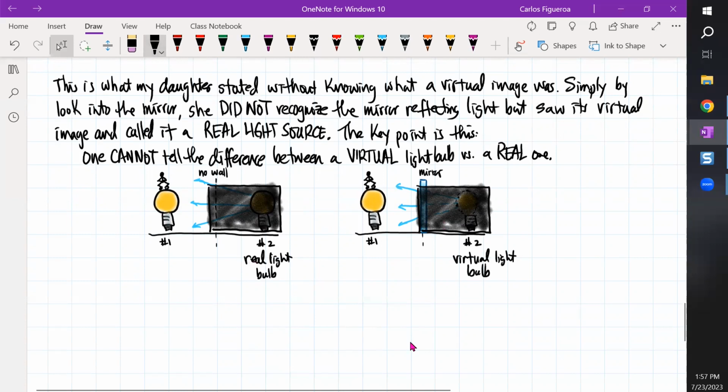In other words, one cannot tell the difference between... I already stated that. One cannot tell a difference between a virtual light bulb and a real light bulb emitting the same light. Something to think about.